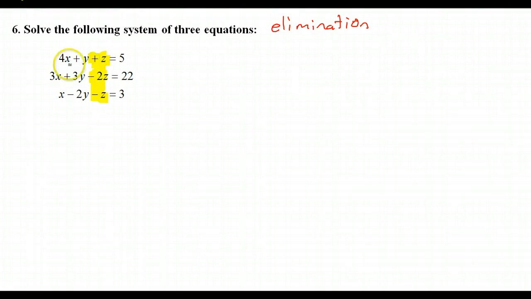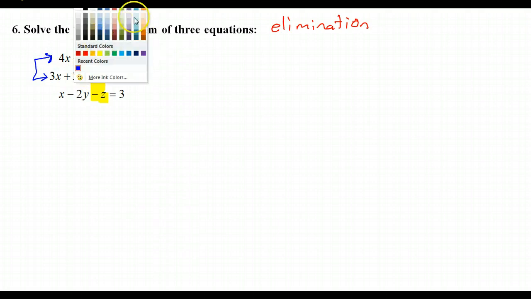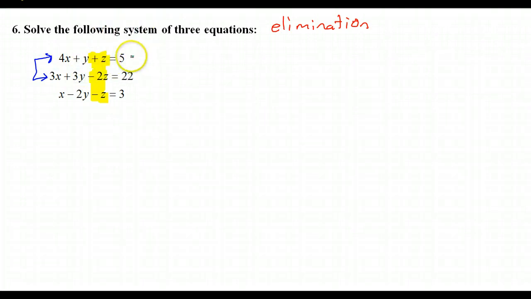With that in mind, I'll do the top 2 equations, do some elimination there. But then I'm going to do the bottom and the top as a pair. It's all about making 2 pairs. And I'm purposefully picking these because they're already opposites, and I like that.